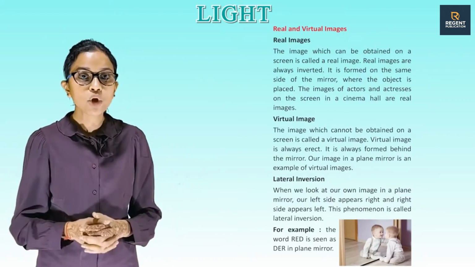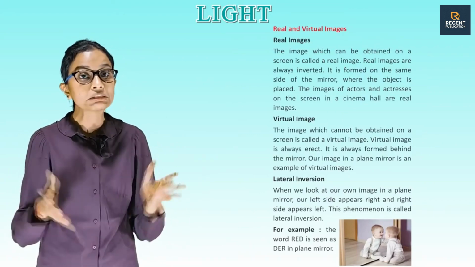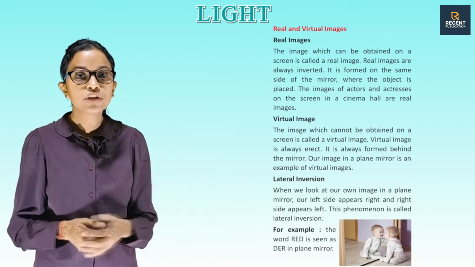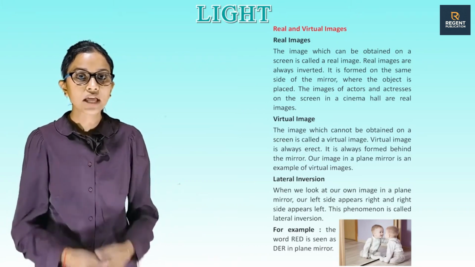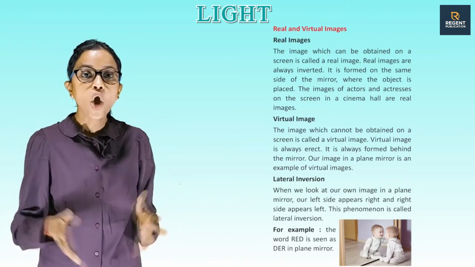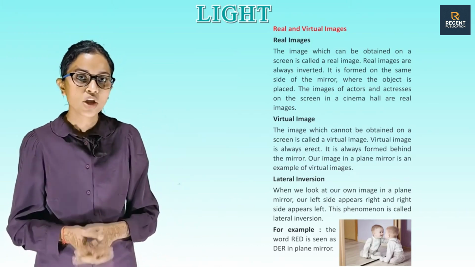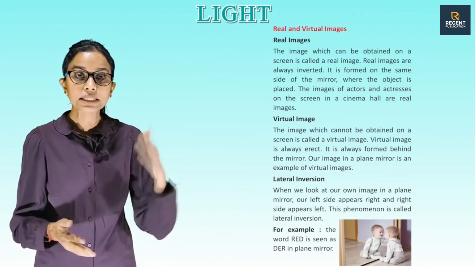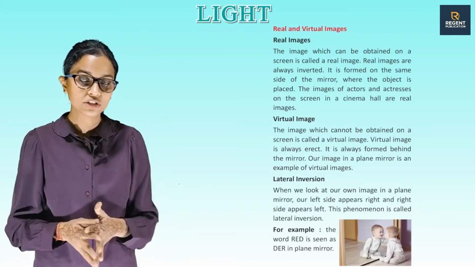The images which can be obtained on a screen are called real images. Real images are formed on the same side of the mirror where the object is placed. The images of actors and actresses on the screen in a cinema hall are real images. Virtual images. The image which cannot be obtained on a screen is called a virtual image.